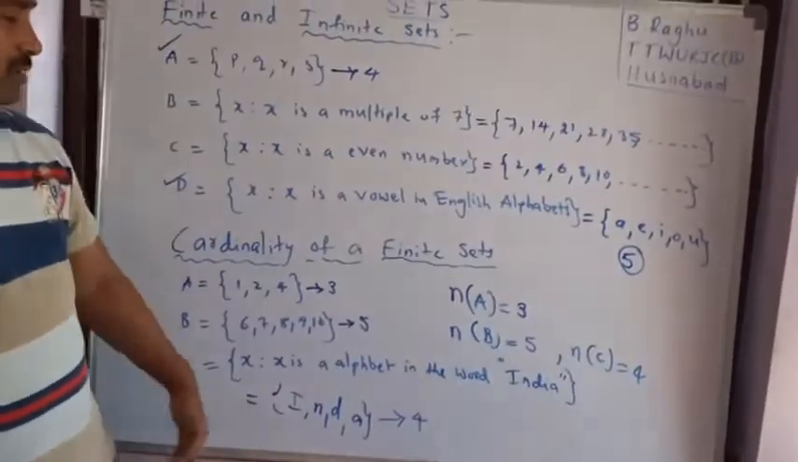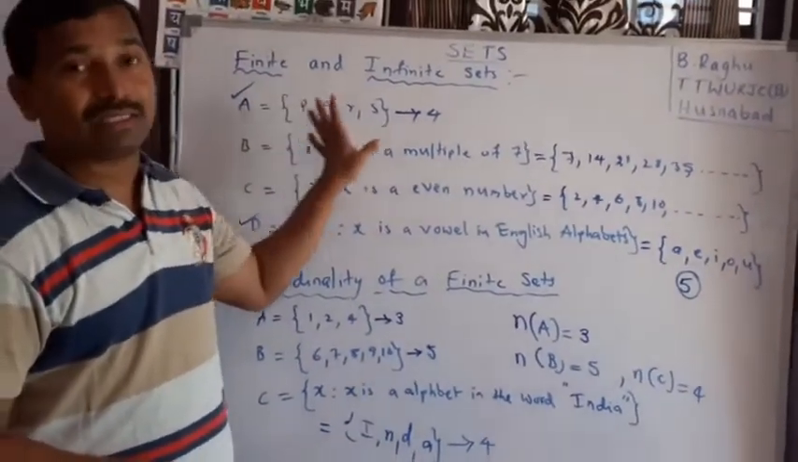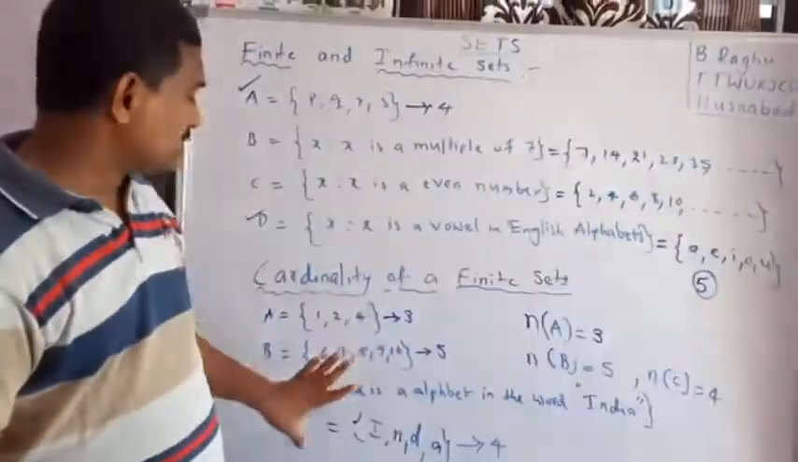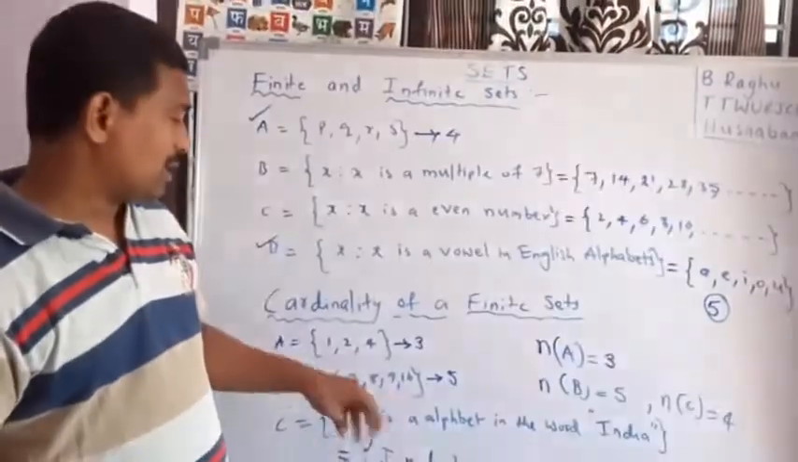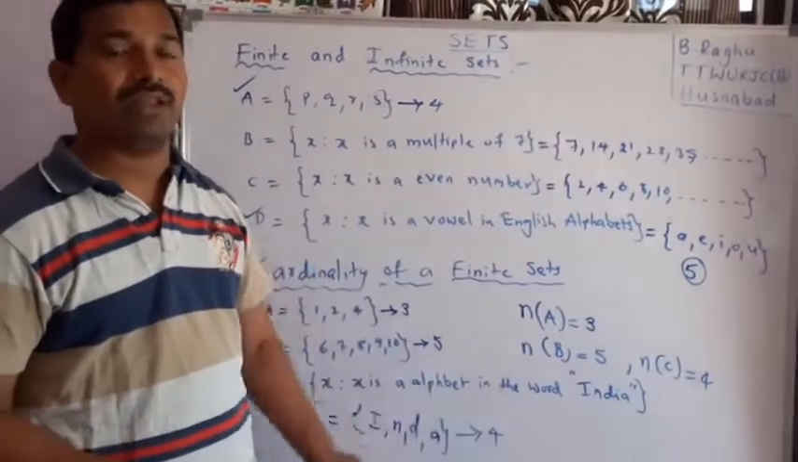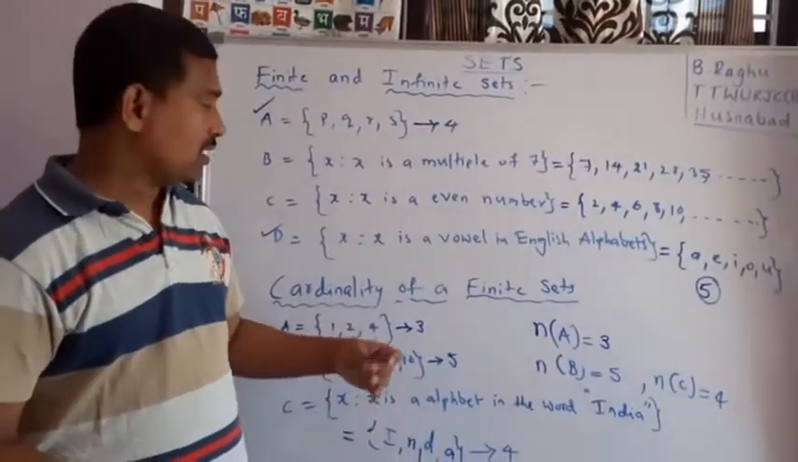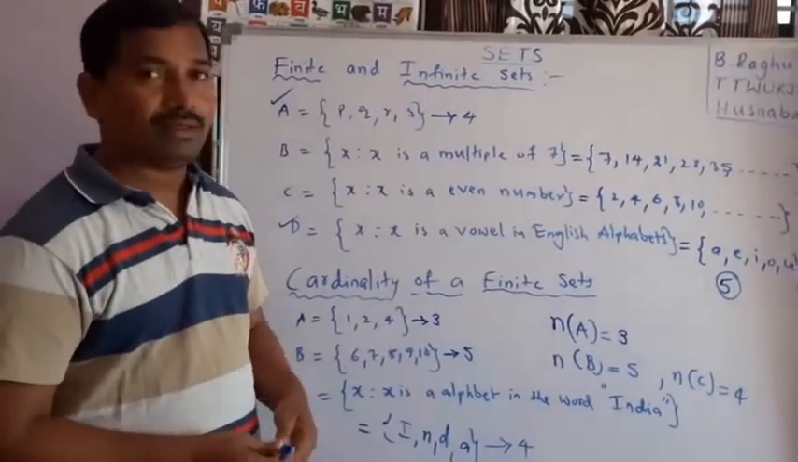So today in this topic you have to write some more examples of finite and infinite sets, write some sets and denote how many elements are there by the notation n(A), n(B), n(C), like that. Take 3 to 4 sets and write the number of elements. Okay?